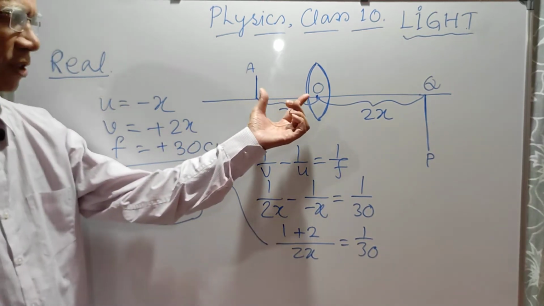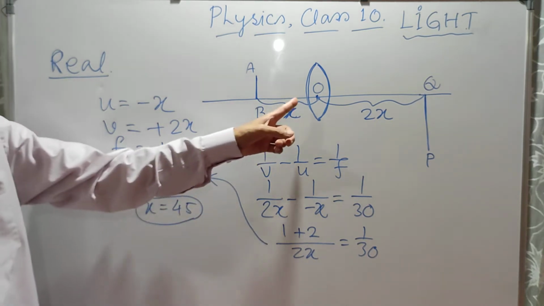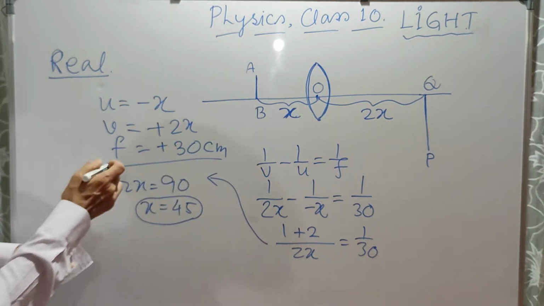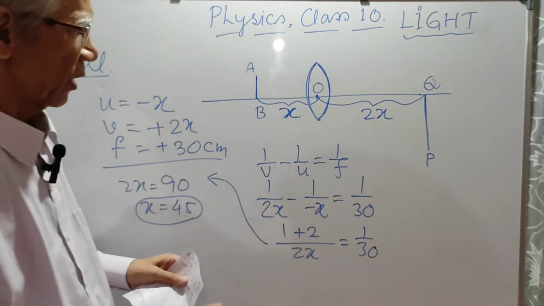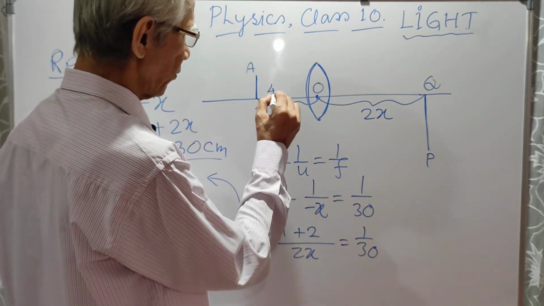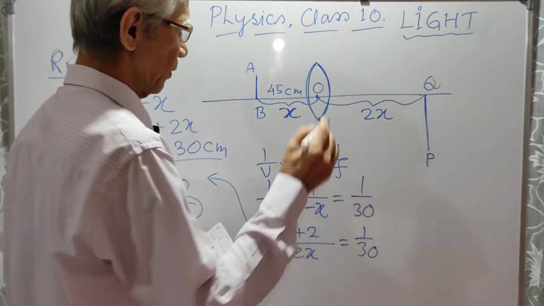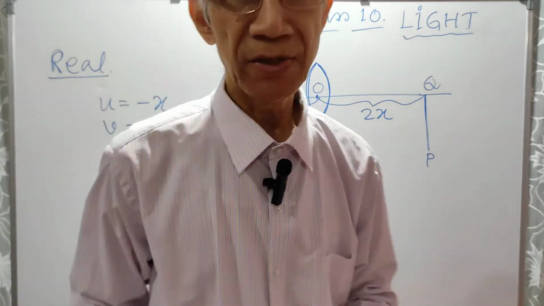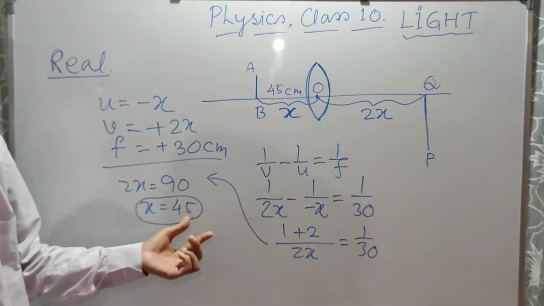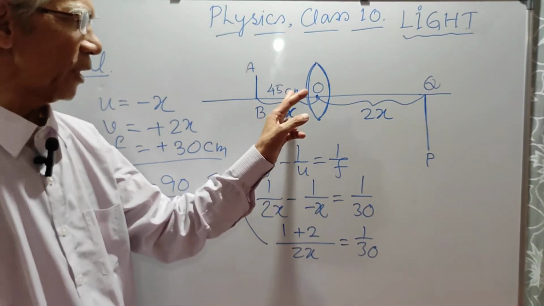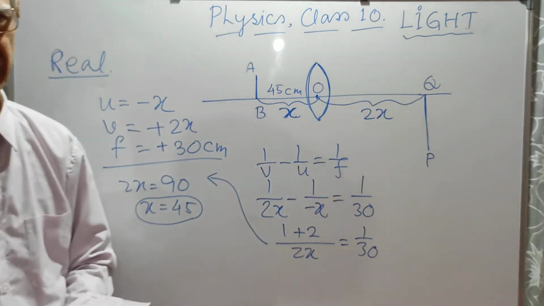So this x is 45 centimeter. The focal length was given as 30 centimeter, all in centimeter. So we have found 45 centimeter. That is the answer. The question was to find the object distance. So the object distance is 45 centimeter. Now the image distance will be 45 into 2, 90 centimeter.